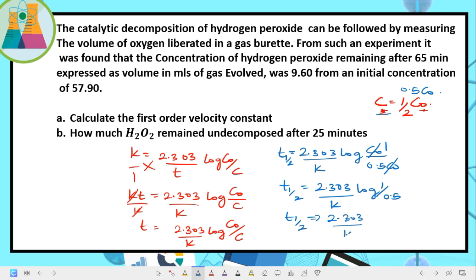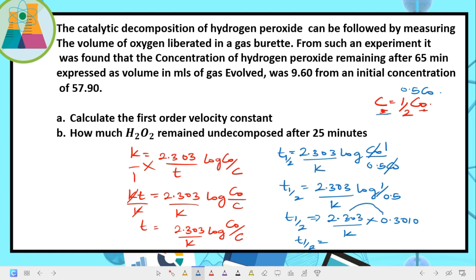So t half is 2.303 divided by K times log of 1 over 0.5. Now 1 over 0.5 is 2. Log 2 will give us what? Let me quickly press my calculator. Log 2 is 0.301. So this will finally give us t half. In place of log 2 now, I can put 0.3010.